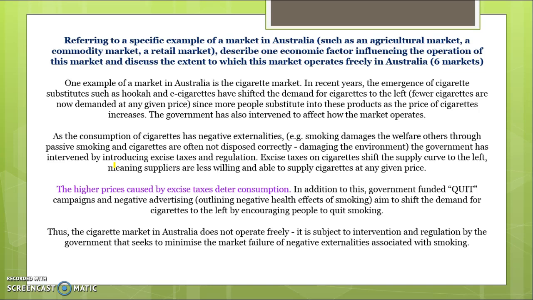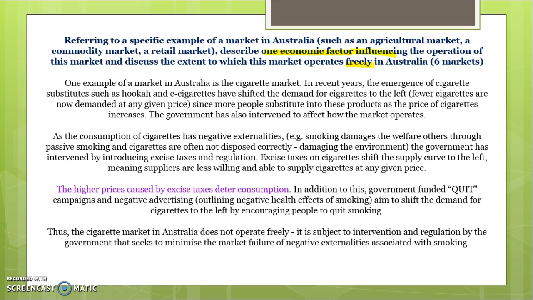All right, here's another question from the 2016 exam. This is probably the one that stood out to me from the 16 exam that's going to trip people up if it comes up again. You may get asked a question about referring to a particular market, explain how the government intervenes. So this question asks you for one factor influencing the market and then the extent to which it operates freely, which may be tweaked in the new study guide to just say how the government intervenes.